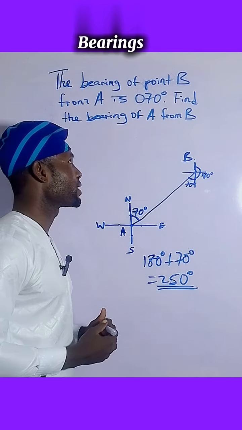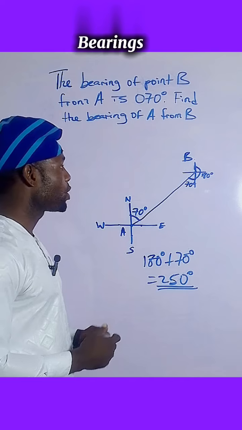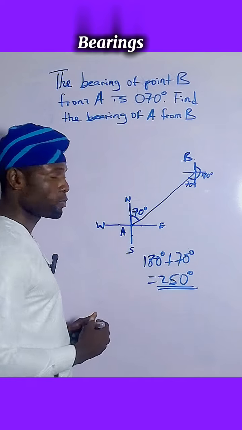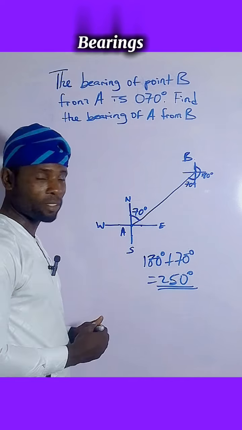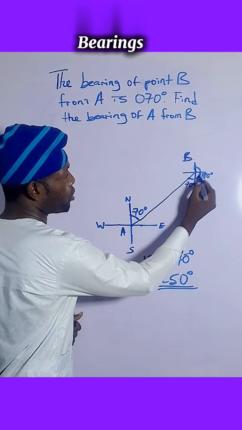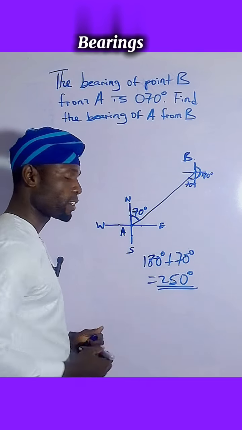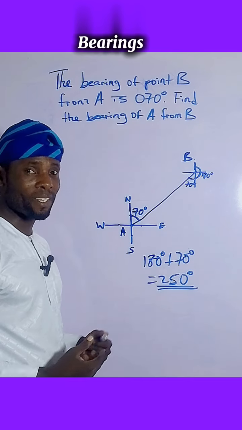We have found the bearing of A from B. What we have is 250 degrees. The bearing of A from B is from this point down to this line. And when we sum the angles, what we have is 250 degrees. That is it.